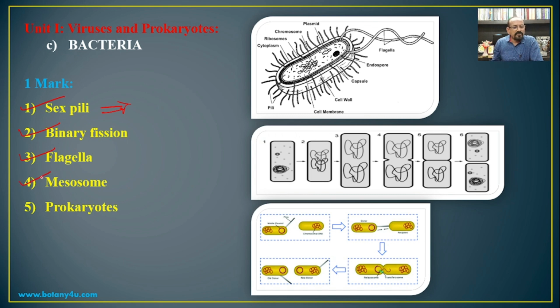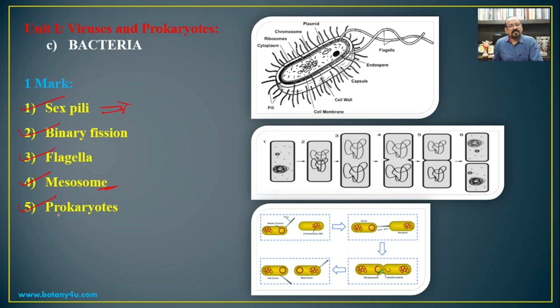Then mesosome: in certain places in a bacterial cell there is infolding of the plasma membrane which is provided with many enzymes, and hence these enzymes are involved in different processes. It also plays an important role during the multiplication of the cell, like binary fission.